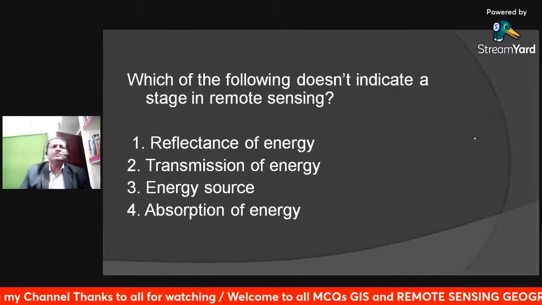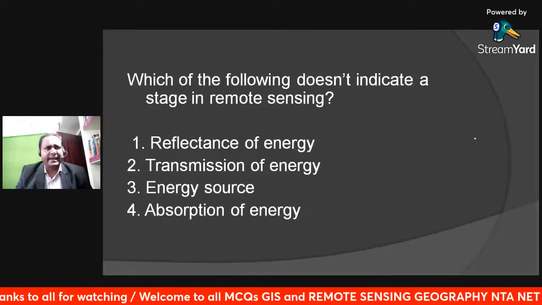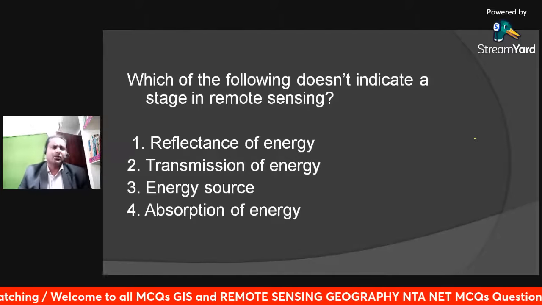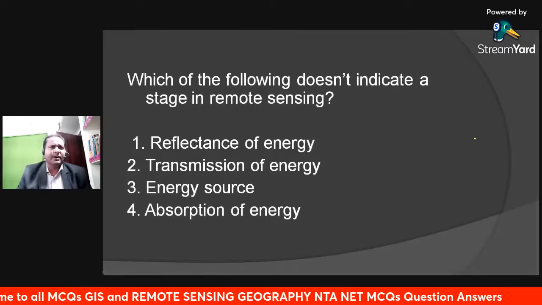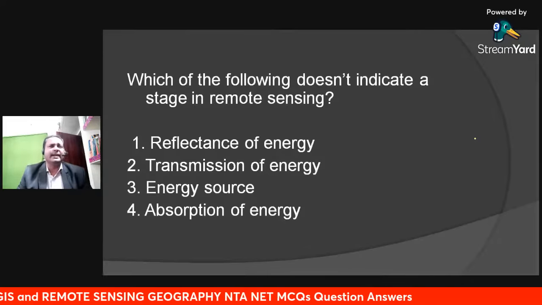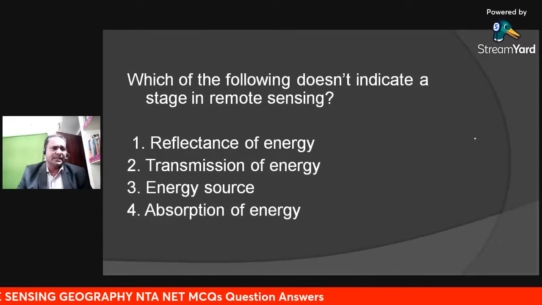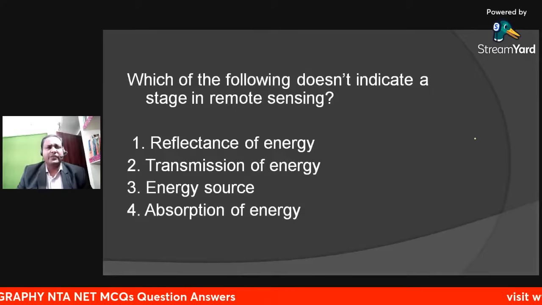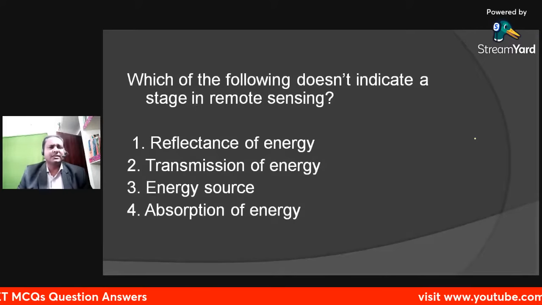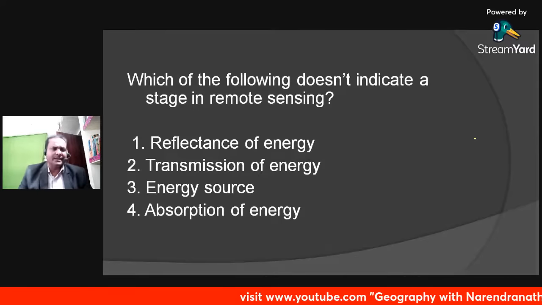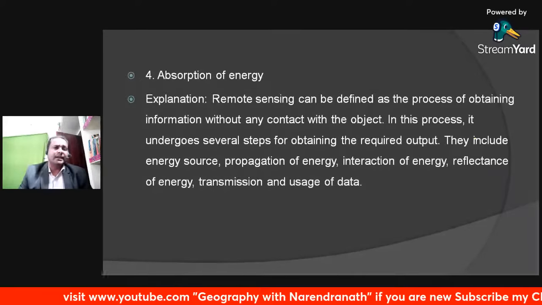Another question: which of the following does not indicate a stage in remote sensing? So it is very important. Which of the following does not indicate a stage in remote sensing? There is reflectance of energy, transformation of the energy, an energy source, and absorption of the energy. The relevant answer is the absorption of the energy.